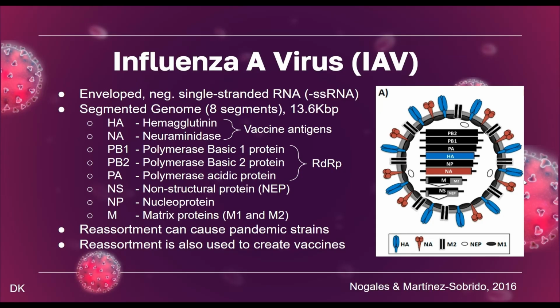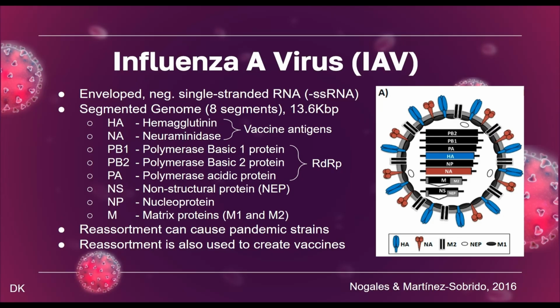So before we get into the details of the paper, I wanted to go through the structural and genomic components of influenza A virus. So influenza A is an enveloped, single-stranded, negative-sense RNA virus with a segmented genome. And it has 8 segments, which include the primary vaccine antigen hemagglutinin and the secondary vaccine antigen neuraminidase.